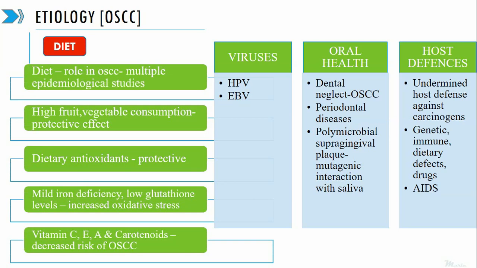The body's immune system can also be related to the development of oral cancer. Undermined host defenses act against the carcinogens. Genetic factors, immune factors, dietary factors and drugs can also result in undermining of host defenses. Acquired immunodeficiency syndrome is a significant viral disease which is known to impair the human immune system and is known to give rise to development of certain malignancies.